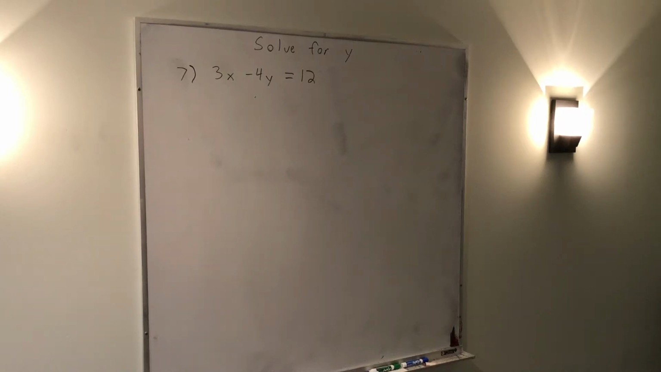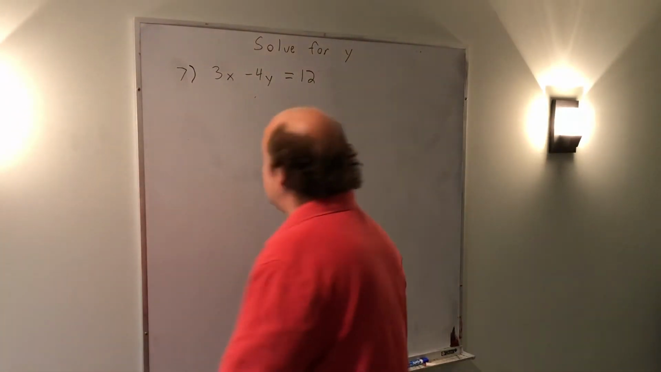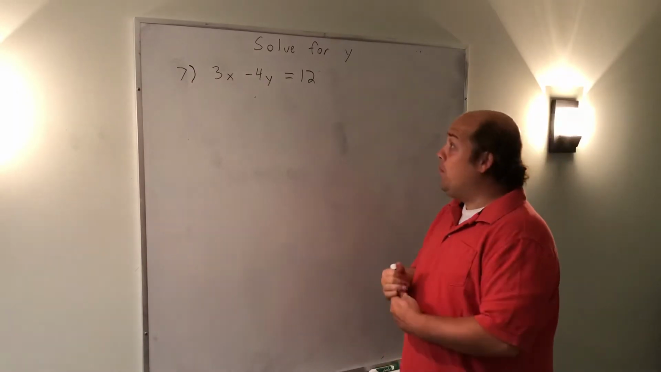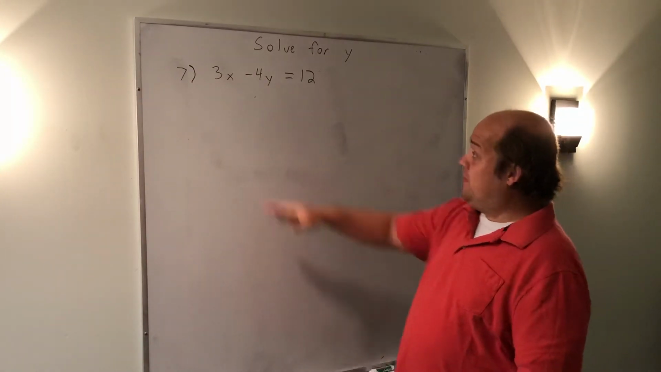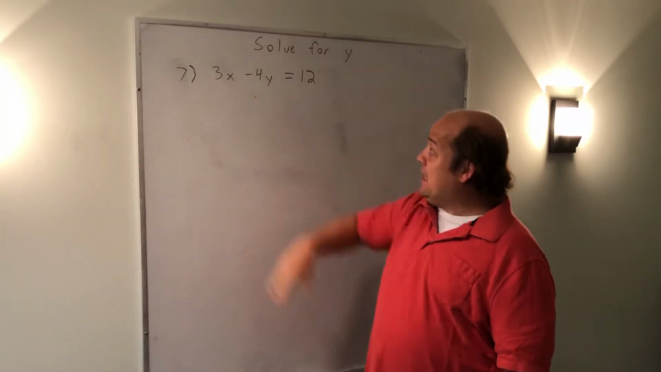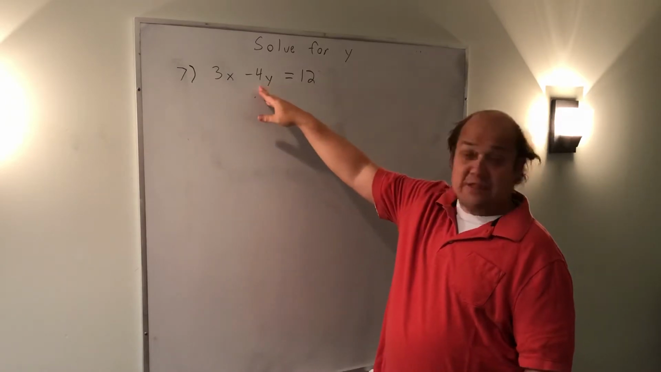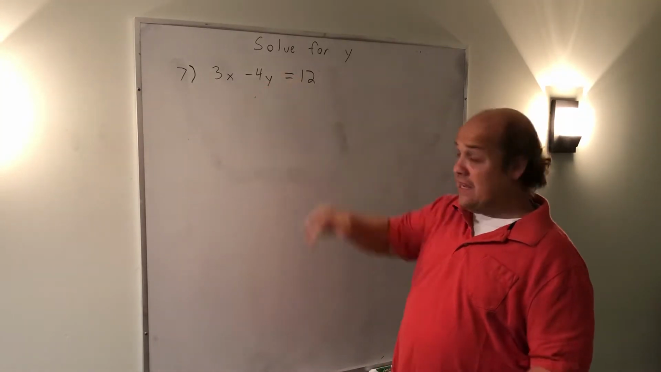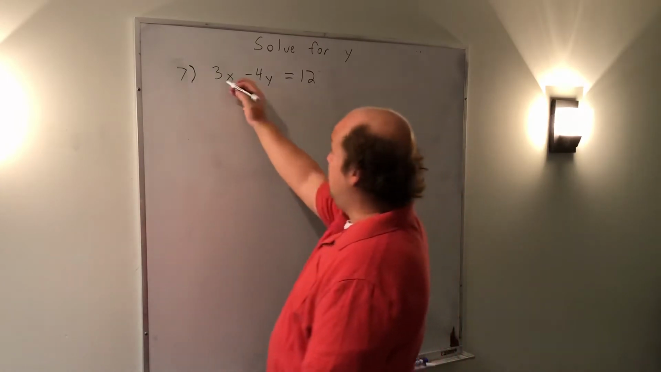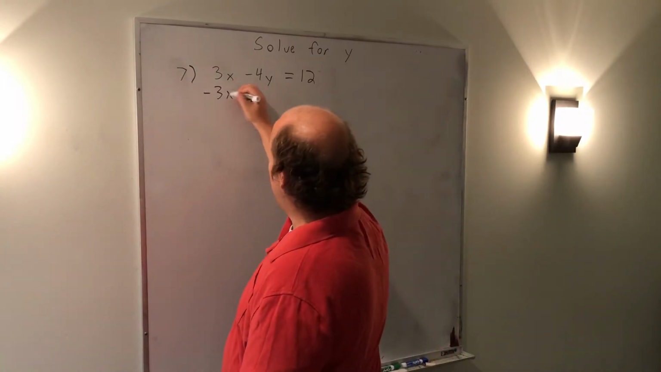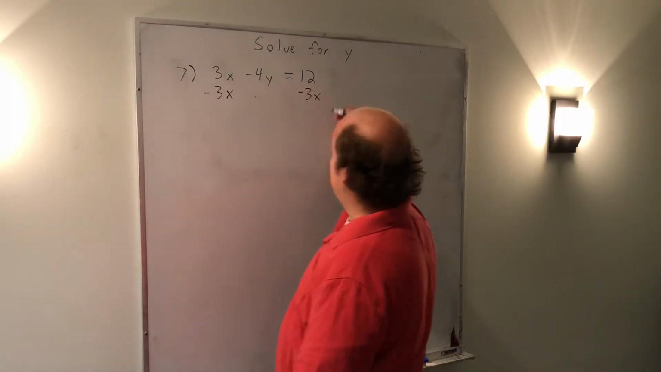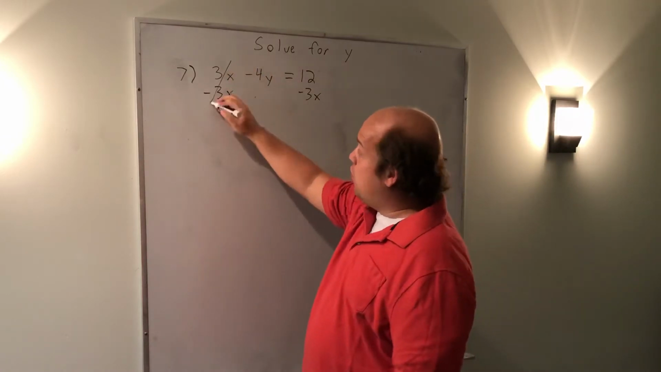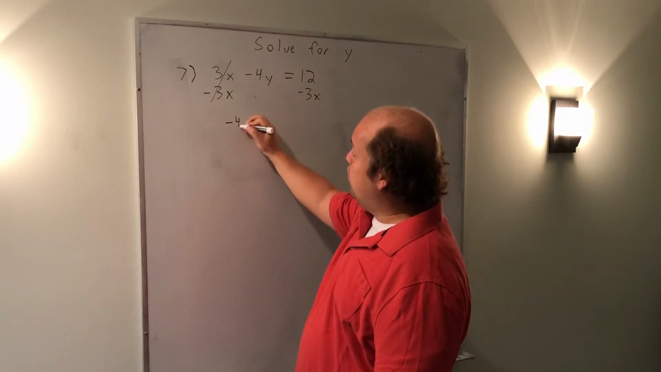Number 7 is the last problem on this sheet, and intentionally it's the most difficult one. So what we need to do with 7 is we need to move this 3x, and then we also need to divide by what's in front of the y here. First thing I'm going to do is move the x. So to move a positive 3x, I'm going to subtract 3x from each side. These are equal and opposite and go away, and just leave me with negative 4y.